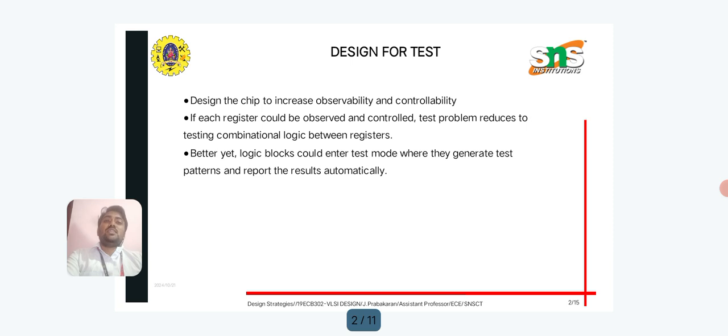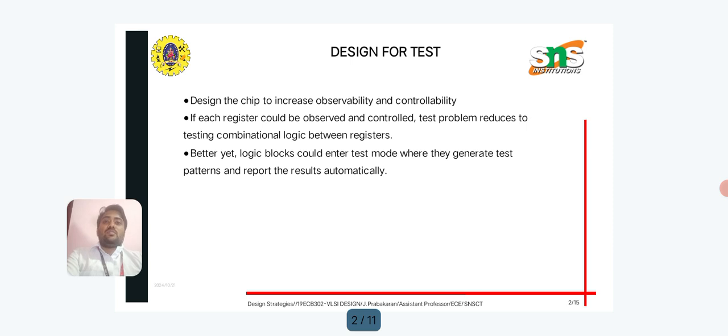Design strategy in VLSI testing aims to simplify the testing process, improve testability, and ensure that defects are detected efficiently. These strategies are critical to ensuring that a complex chip functions correctly while reducing the cost and effort associated with testing.